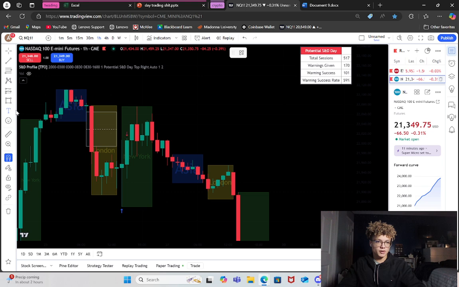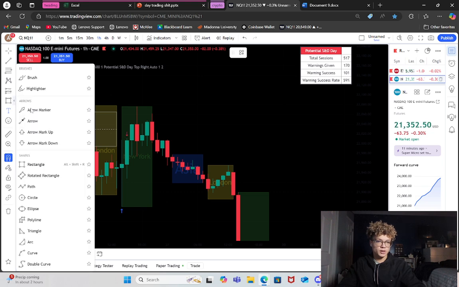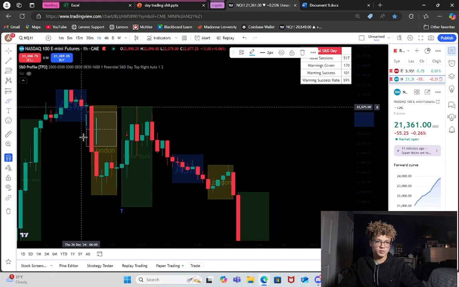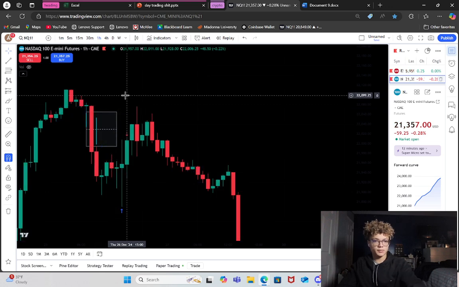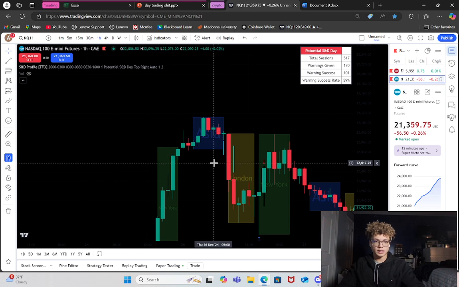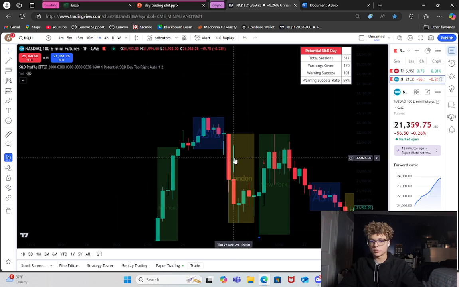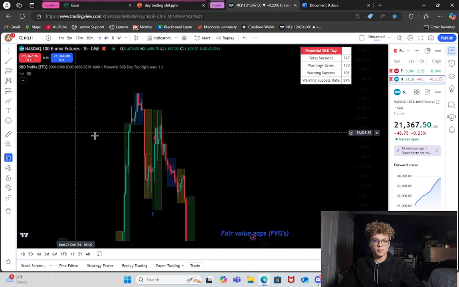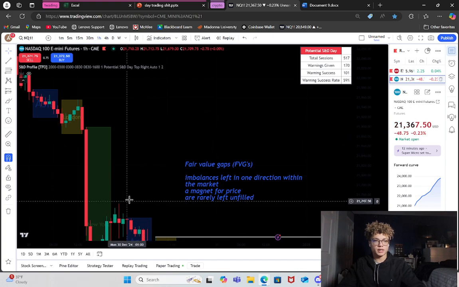It wouldn't be a fair value gap if the wicks cross like this, right? If we have the wicks extended like that, we see how they cross each other. That wouldn't fit the picture of a fair value gap. So fair value gaps are magnets for price. Price wants to fill these in.